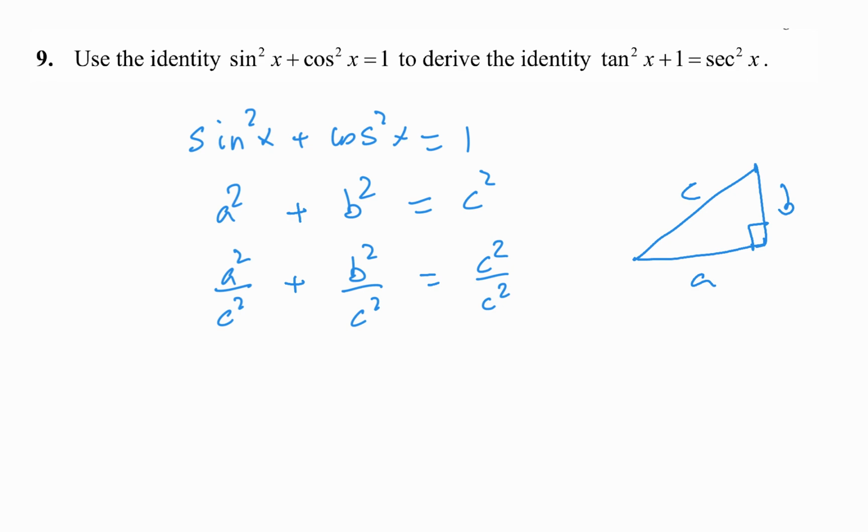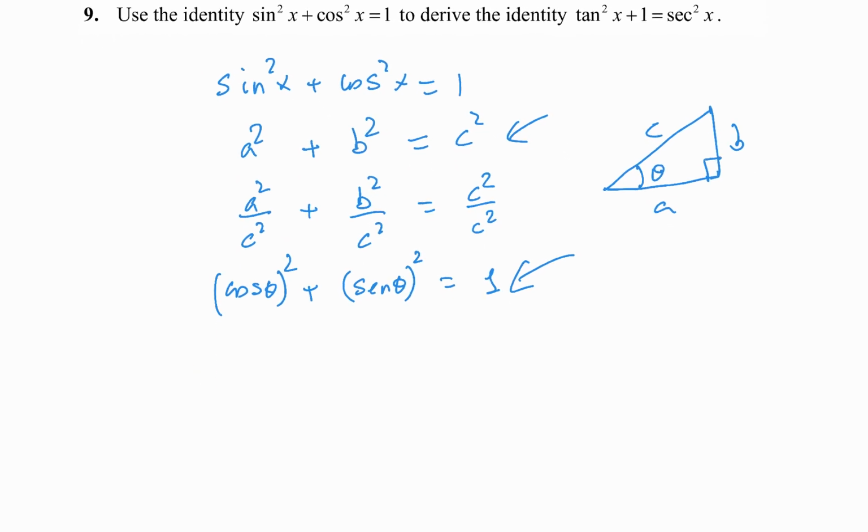So what is a divided by c squared? A divided by c in this picture is cosine of theta, squared. What is b divided by c? B divided by c is sine of theta, but it appears as b divided by c squared, so it's sine squared of theta equals 1. So we have proved that this relation and the Pythagorean theorem are the same one.